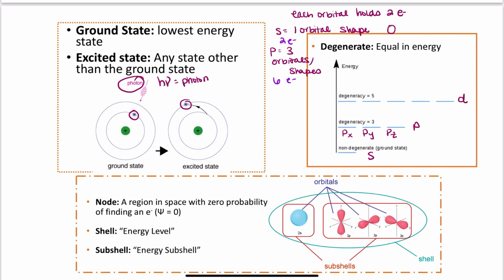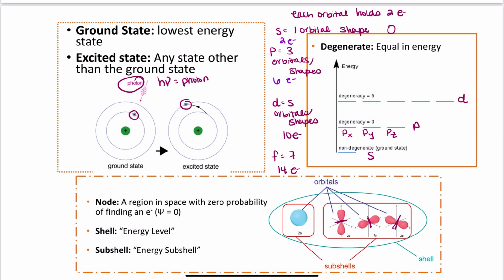My D's, D has 5 orbitals, 5 shapes, can hold up to 10 electrons because each orbital can hold 2 electrons. And then F has 7, so it can hold up to 14 electrons. We also have node. A node is a region in space with zero probability of finding that electron. It's where the electrons are not allowed to reside. So you can see here, s orbitals do not have a node. P orbitals have a node. D and F orbitals also have a node.